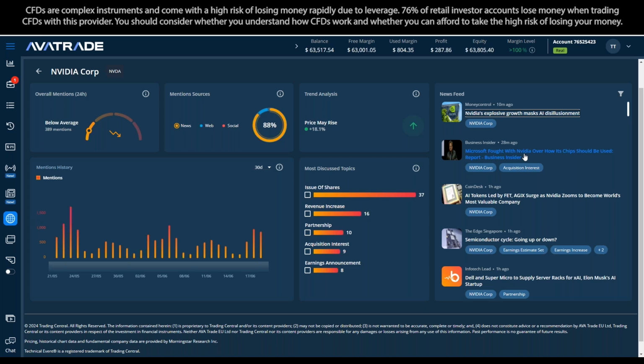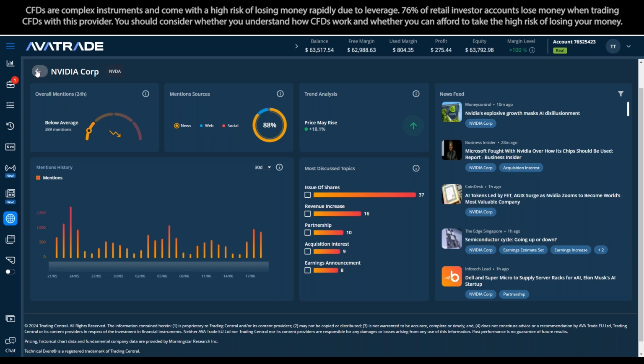So that's why you want to go through, read a few articles, see what the main stories are most recently on whatever it is you're going to trade on, and then act on the signal if it makes sense. Okay. This next headline, Microsoft fought with NVIDIA over how its chips should be used. Could read the article, see if it's a fight as they describe it, if it's something that really would affect NVIDIA or not. Sounds like probably not, but you could read the article and see.